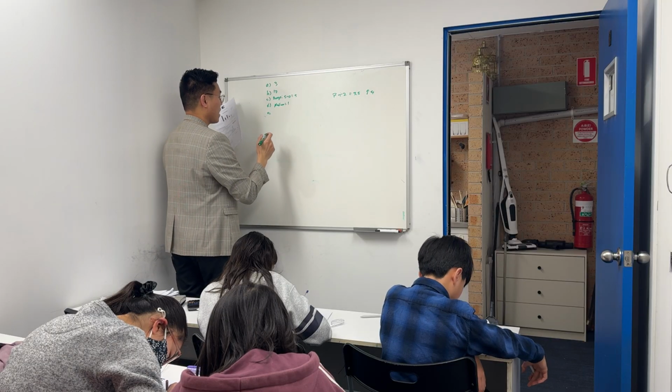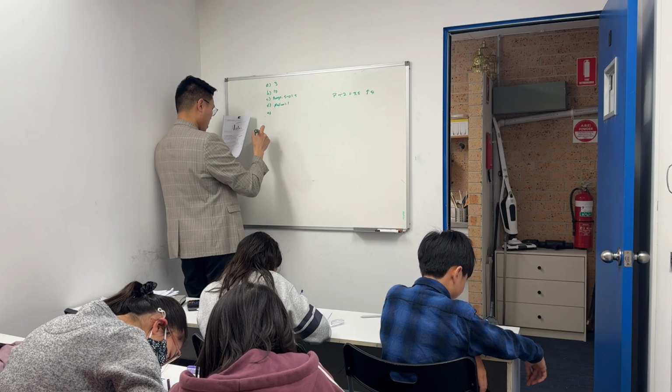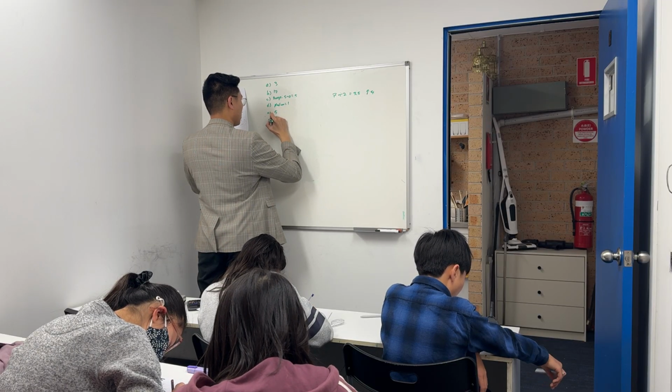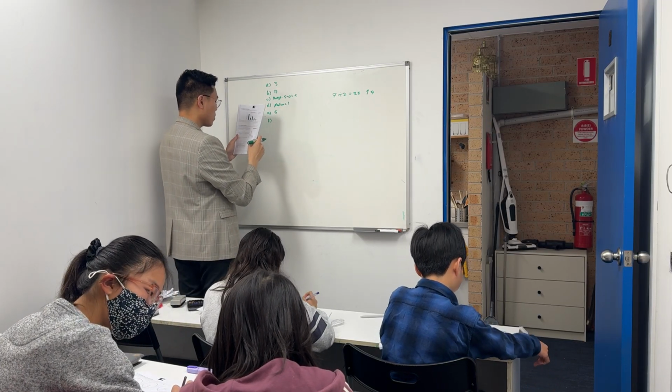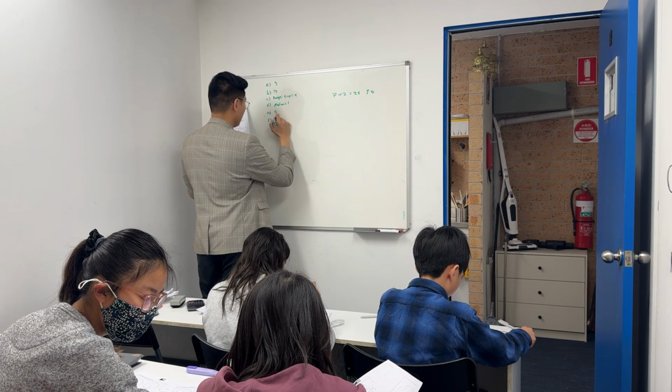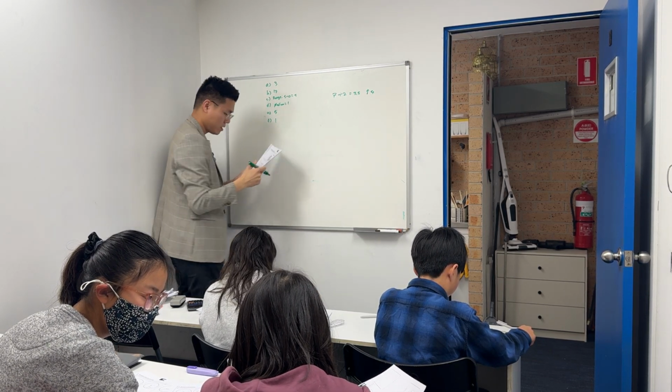Next one, what is the outlier? Is there an outlier? There is an outlier. Our outlier is 5. Thank you. Last one, what is the mode? 1, right? 1. Good.